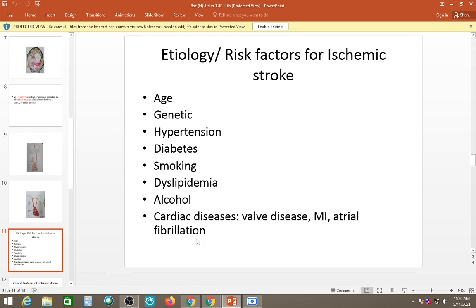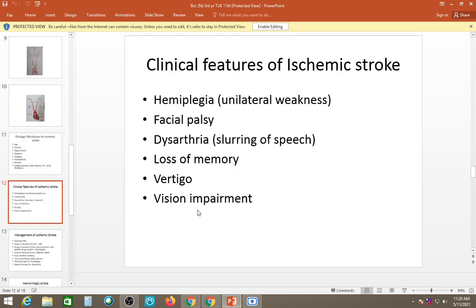Atrial fibrillation means irregular beating of the heart. A clot inside the heart can get dislodged by this irregular beating. So these are the major causes of stroke: hypertension, diabetes, smoking, high lipids and high cholesterol, that is called dyslipidemia, regular alcohol intake, and cardiac diseases like any valvular heart disease or myocardial infarction or irregular fast beating of the heart, that is atrial fibrillation. These things can cause ischemic stroke. What are the clinical features of ischemic stroke?